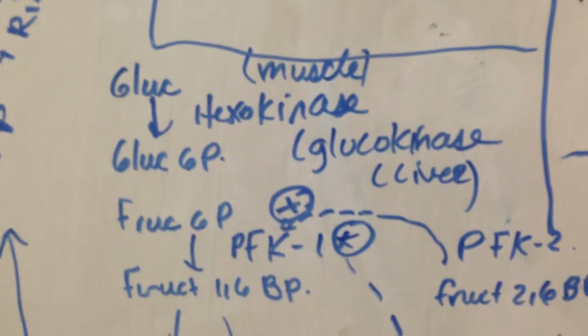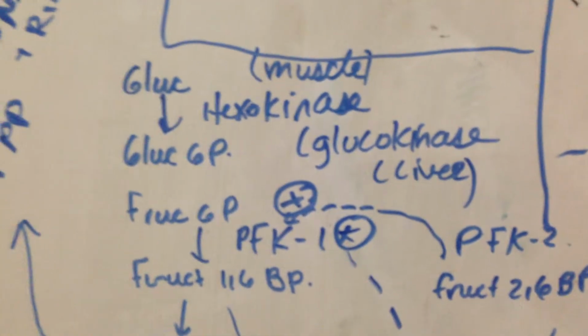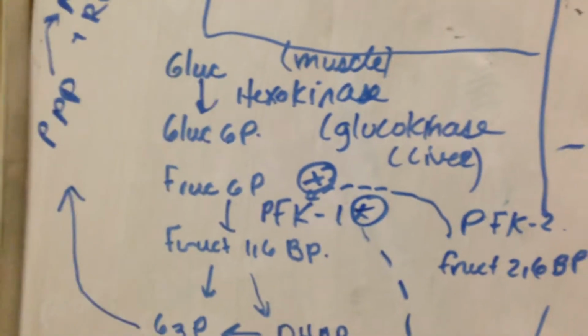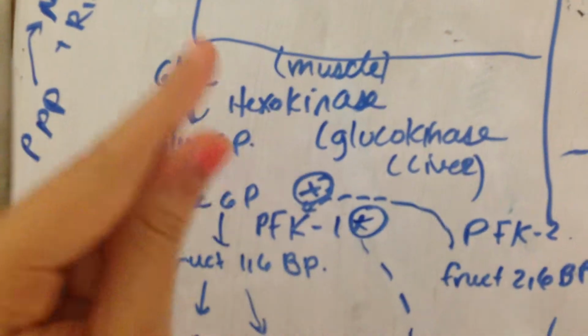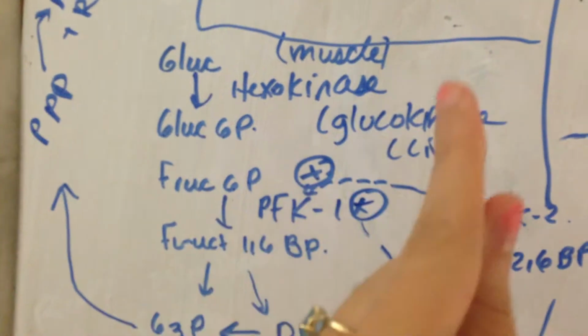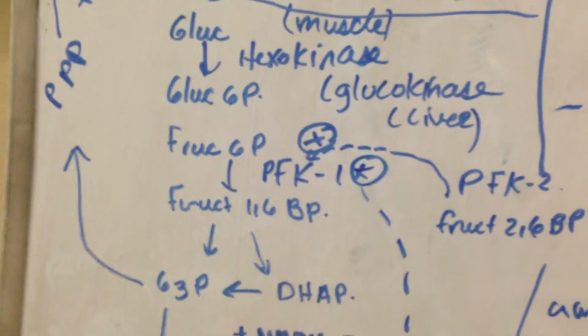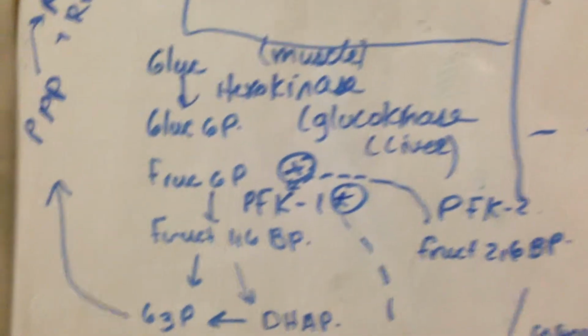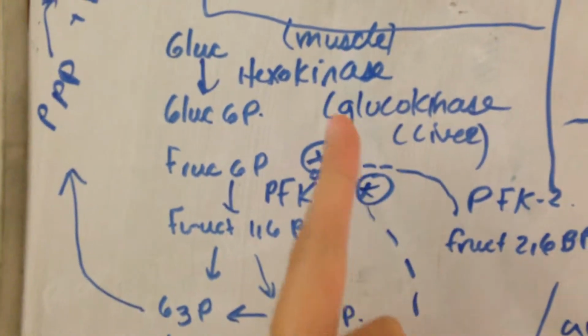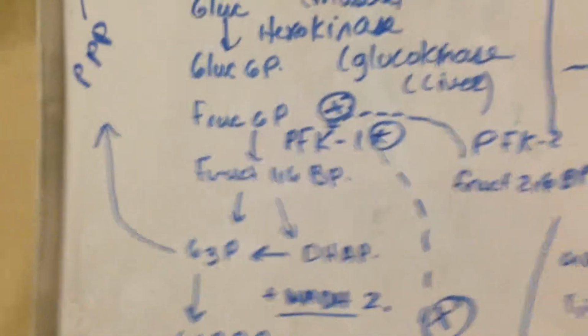Another important mention that I have to state is that hexokinase is in the muscle. So it takes glucose to glucose 6-phosphate. Hexokinase is in the muscle, and glucokinase works in the liver. How do we remember this? Because glucokinase has an L and liver has an L.